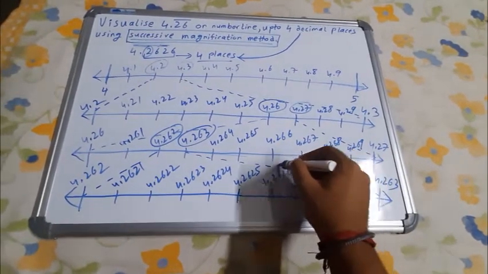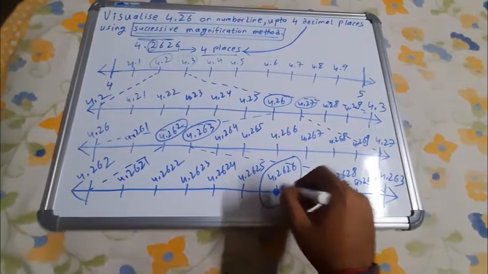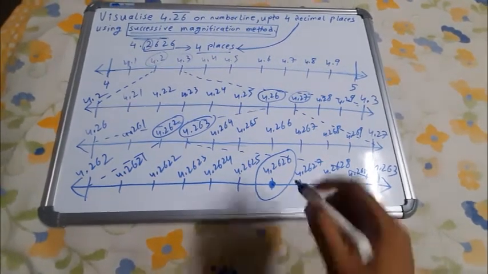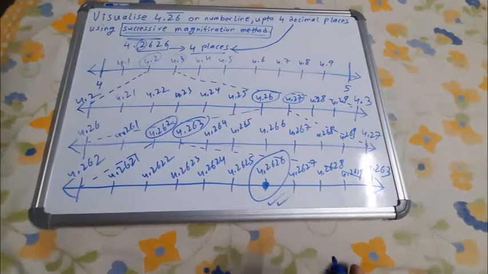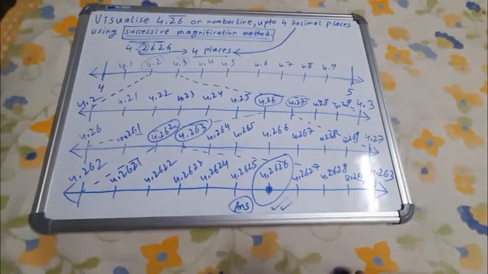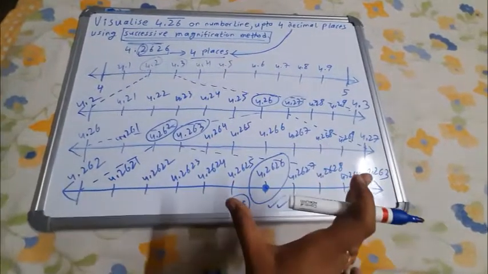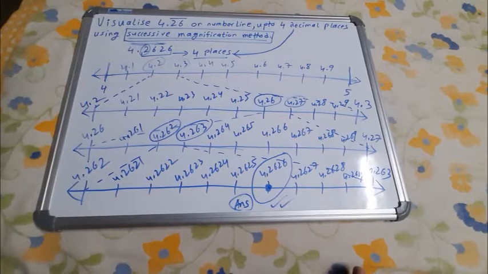Now we know that this will be our required point, so mark this with a round dot on the number line. This is our required point, 4.2626. This is our answer. Understood? This is the successive magnification method. We are continuously magnifying this. I hope you understand this. Okay, thank you.